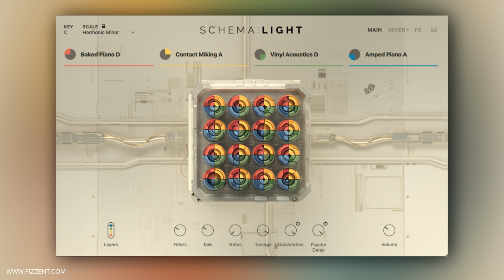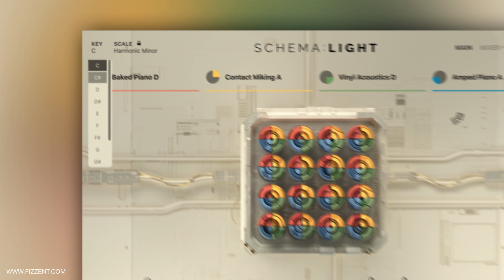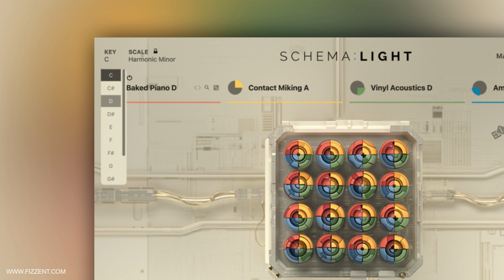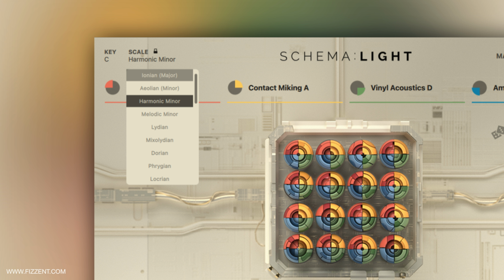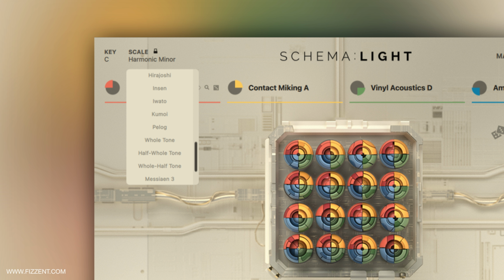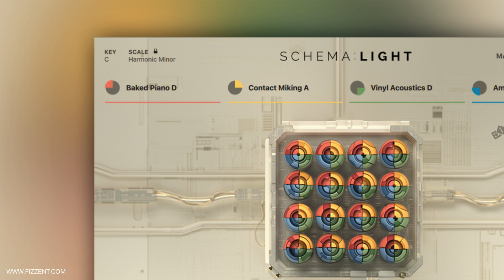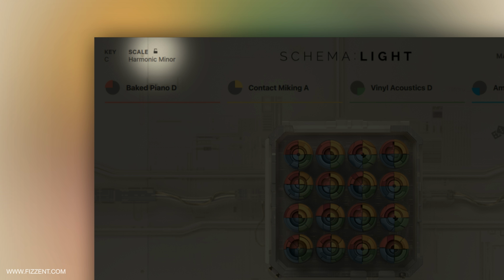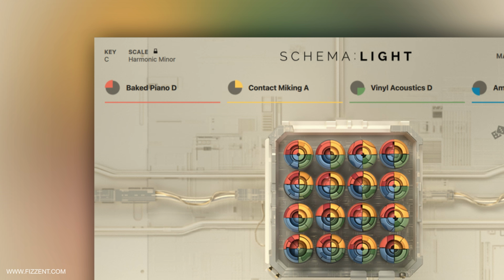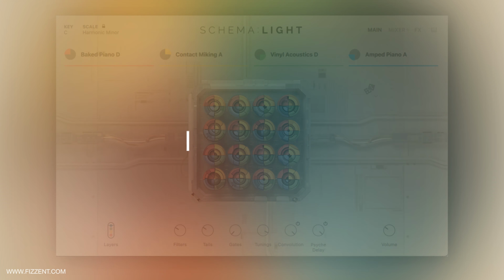Key. The root key of the current scale. Clicking it opens a drop-down menu to select a root. Scale. The current scale. Clicking the name of the scale opens a drop-down menu to select one of 35 scales. Lock icon. Locks the scale to stay selected when switching presets. Unlocking it results in the scale defaulting to chromatic when a new preset is loaded.